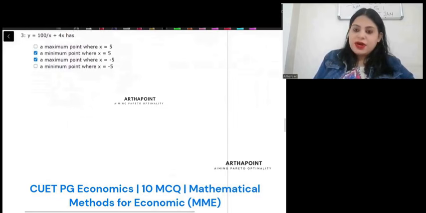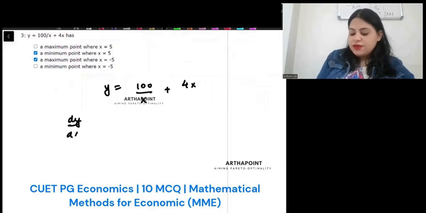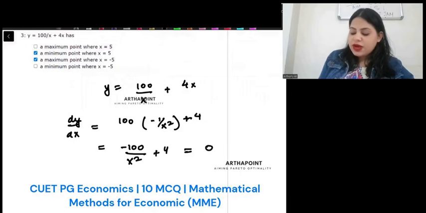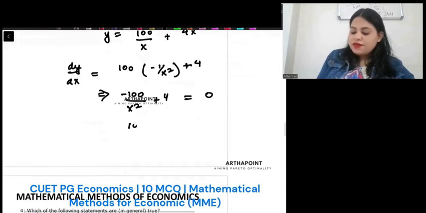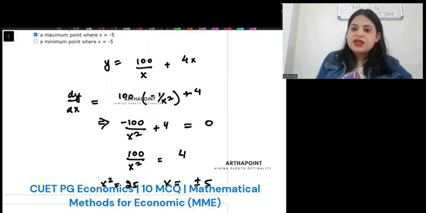Okay, come to the next part. So you are given y is equal to 100 by x plus 4x. You have to find maxima and minima point. दोनों निकालने बेटा, maxima and minima. So dy by dx कर लो एक बारी. dy by dx will be minus 100 by x square plus 4, and equate that to 0. So it is going to be 100 by x square is equal to 4. So x square will be 25. So x will be plus minus 5.